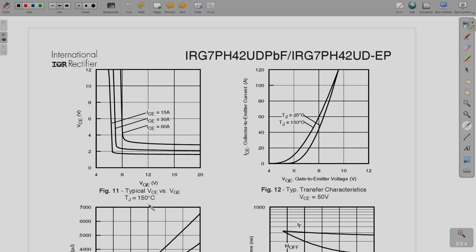Further, the same characteristics that we just saw is provided for your maximum junction temperature, 150 degrees C. Then this is your forward transconductance. So, you can see that is between collector current and gate to emitter voltage. This is where the collector current starts to increase. So, this is where your threshold voltage is going to be, and these are given for two different temperatures.